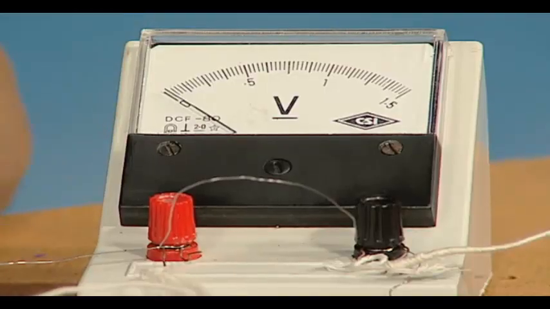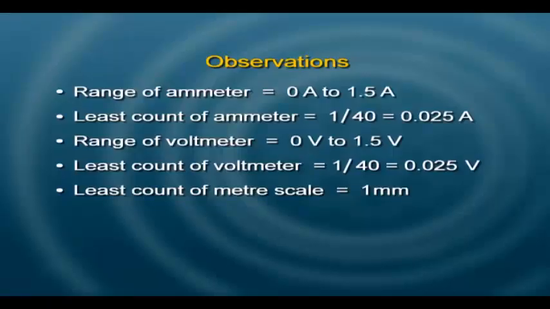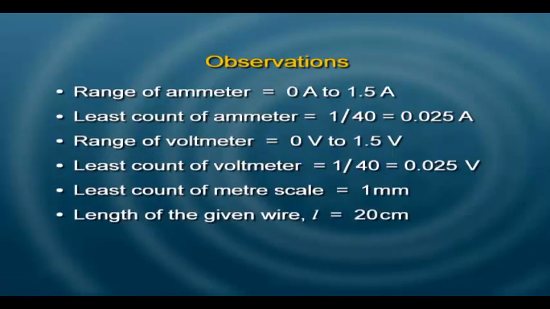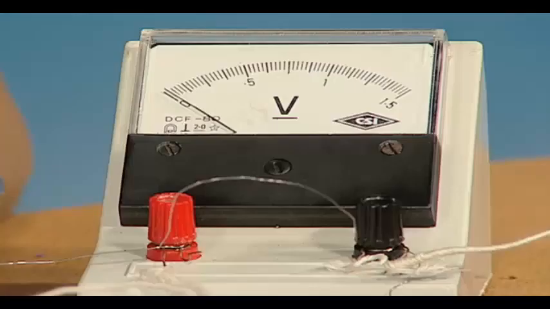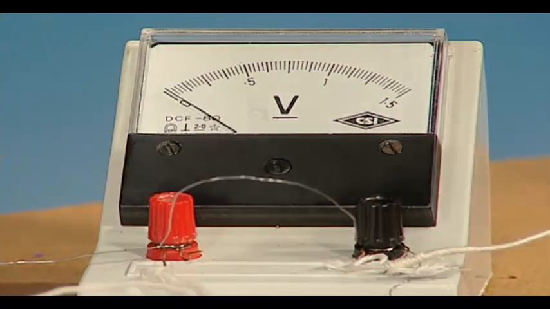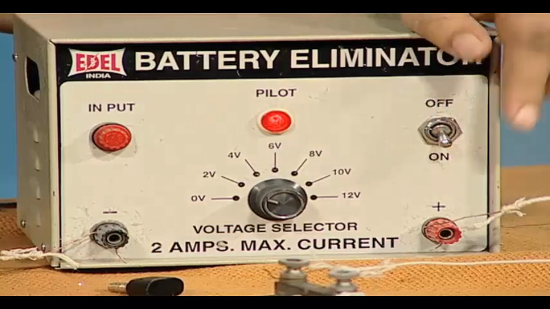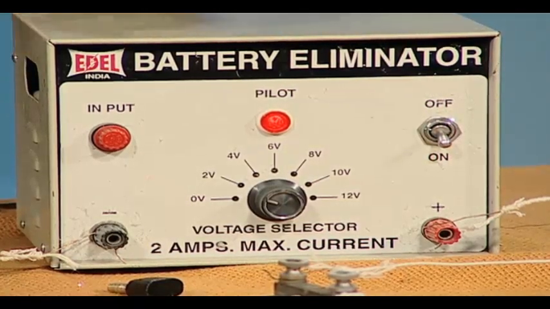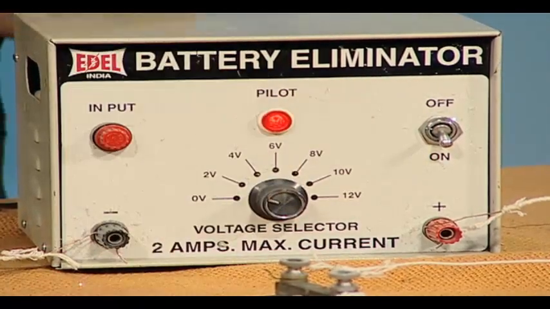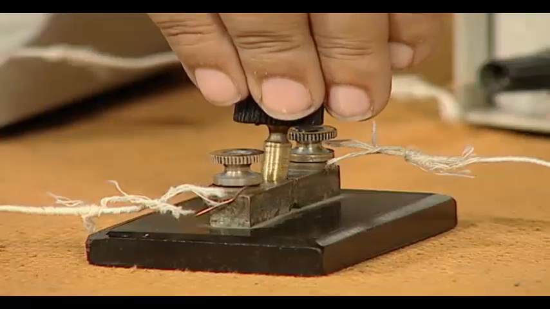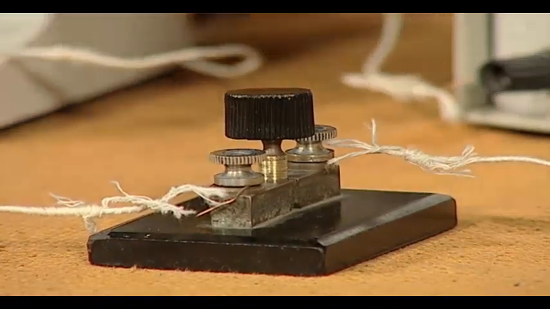The least count for the meter scale by which we measure the length of the resistance wire is 1 millimeter, and the length of the wire, as we had checked, was 20 centimeters. Let us now start taking our readings. I switch on the eliminator, put the key in, and let us observe the reading in the ammeter.